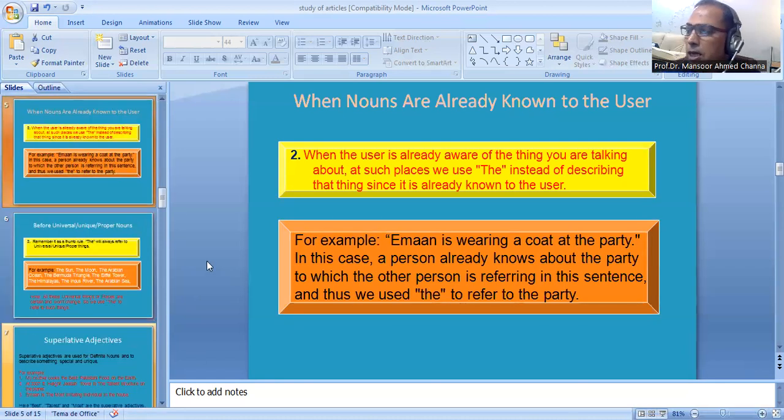When nouns are already known to the user, we use the definite article. When the user is already aware of the things you are talking about, in such places we use the instead of describing that thing, since it is already known to the user. For example, Iman is wearing a coat at the party. In this case, a person already knows about the party to which the other person is referring in this sentence, and thus we use the to refer to the party.